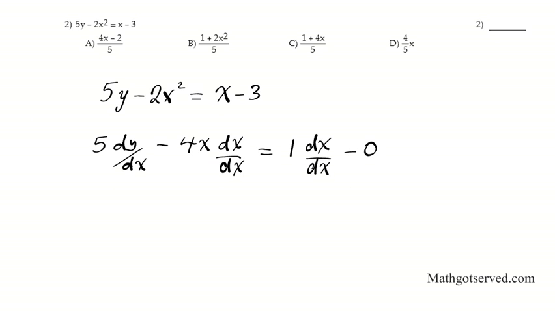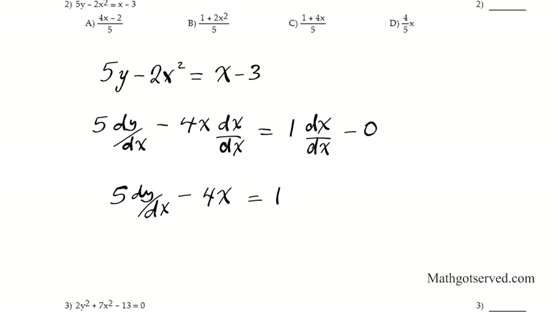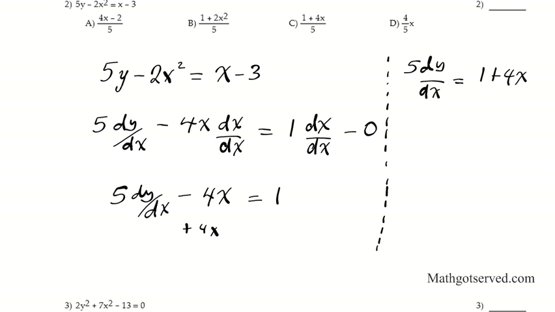Alright, so now let's simplify this a little bit further. We're going to have 5 dy/dx minus 4x, because dx/dx is just 1, equals 1, because dx/dx is just 1. Now, our goal is to isolate dy/dx, so we just add 4x to both sides. I'm running out of space here, so I'll shift it over. We're going to have 5 dy/dx equals 1 plus 4x, because we add 4x to both sides.